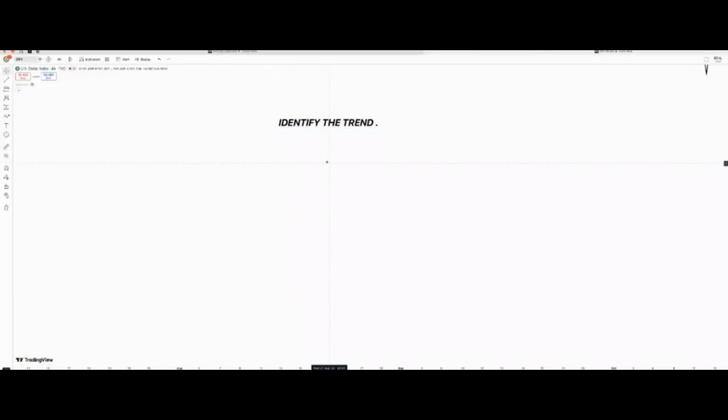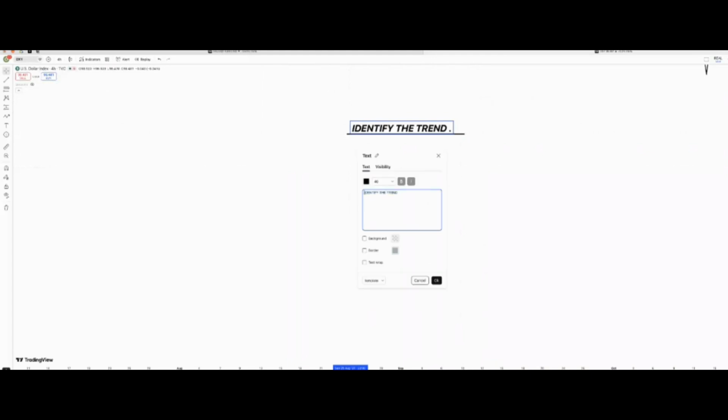If you cannot identify your trend, you generally make an error while marking out your support and resistance levels. The number one thing is to identify your trend. This will help you and stop you from making several mistakes.